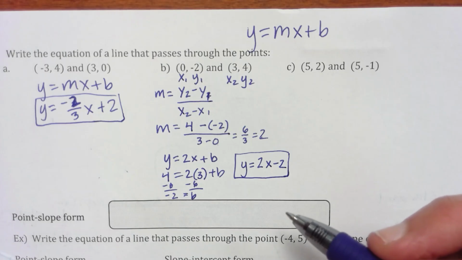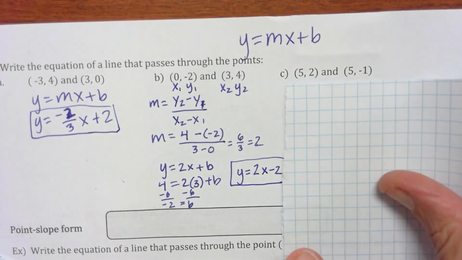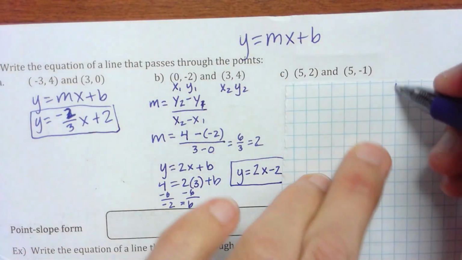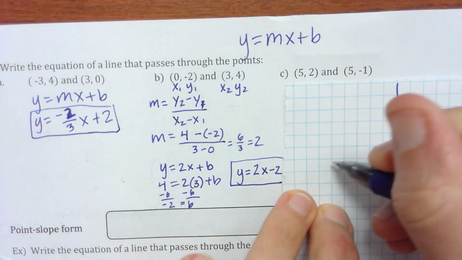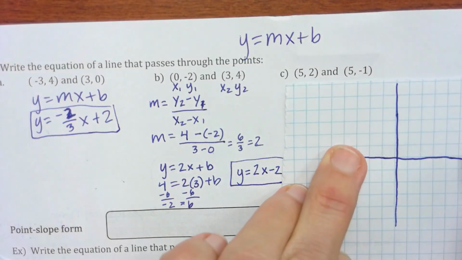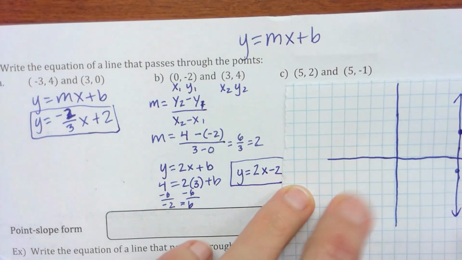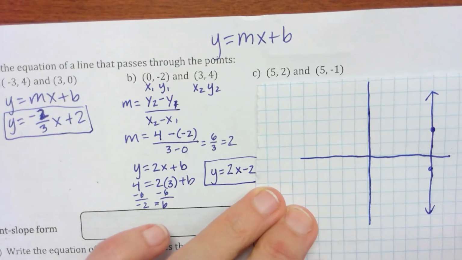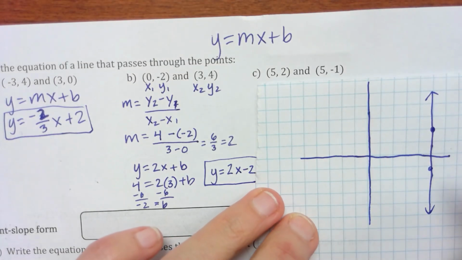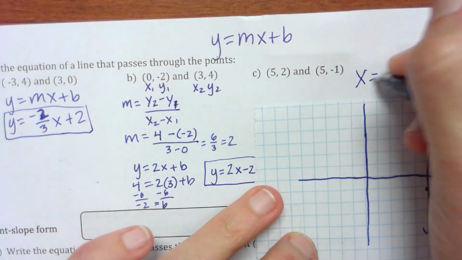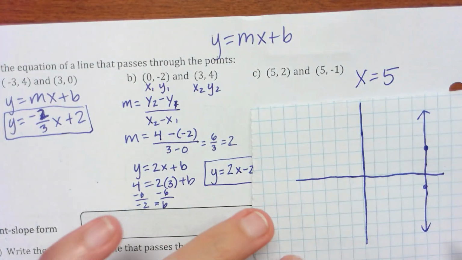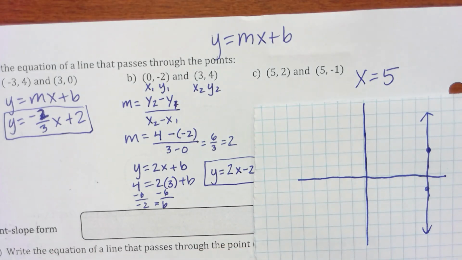All right, last one. Now you can see that I prefer the graphing method, so I'm just going to go ahead and do the graphing method for the last one. It's 5, 2, and 5, -1. Well, that happens to be a vertical line through 5, and I know vertical lines are x lines, so it's x equals 5. Did help me to draw a picture, though.